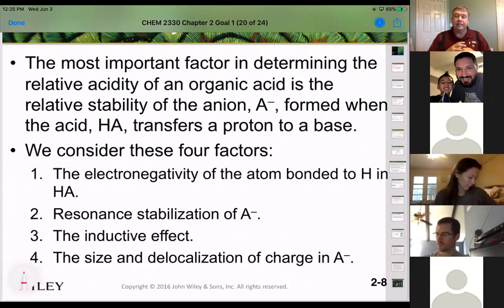And then the last thing is size and delocalization of charge. So this is most prevalent when we look at the halides. Fluoride ion is very small, chloride's a little bit bigger, bromine's a little bit bigger, iodine's the biggest of those ions, and as such, it becomes the most acidic of those ions, okay? So let's go and look at that in a little more detail.